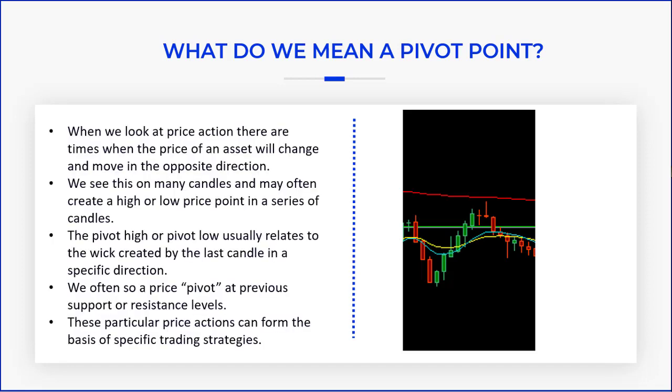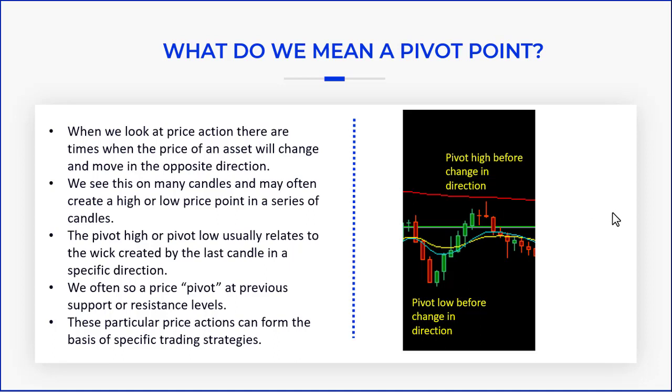used in your trading. When we look at price action, there are times when the price of an asset will change and move in the opposite direction. We see this on many candles and may often create a high or low price point in a series of candles. The pivot high or pivot low usually relates to the wick created by the last candle in a specific direction. So for example here, we see a pivot low with the wick there before the change in direction to the upside. And we also see here a pivot high before a change in direction to the downside.